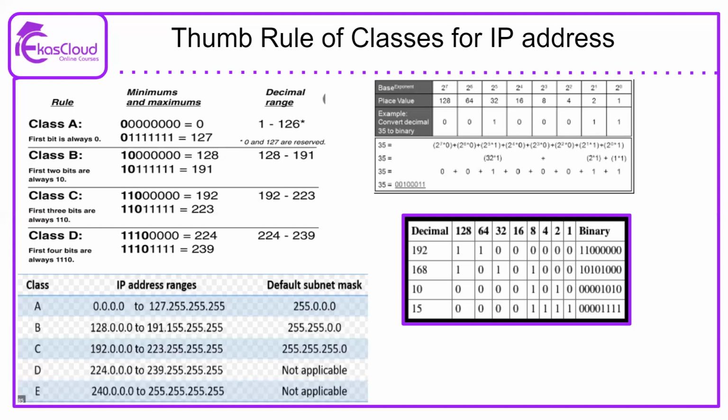So that summarizes everything about the different classes of IP address, how IP addresses are represented in binary value, what would be the base value, what would be the place value. We looked at it in a picture format, and also we converted a typical IP address into a binary format. And also we looked at the IP address ranges for the different classes and what would be the default subnet mask for each, and what is the role of the subnet mask.